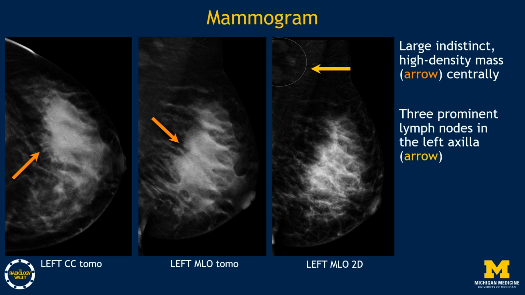Because of the concerning features under ultrasound, we did perform a mammogram in this pregnant patient, and you can see the left CC tomo and left MLO tomo show a large indistinct high density mass centrally in the breast, demarcated by an orange arrow here. There are also 3 prominent lymph nodes in the left axilla, demarcated with the yellow arrow.